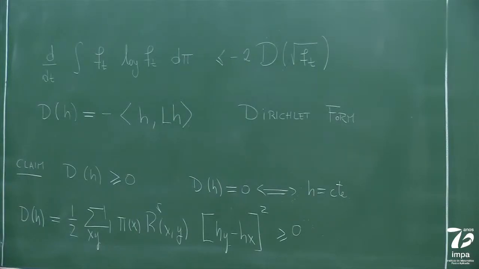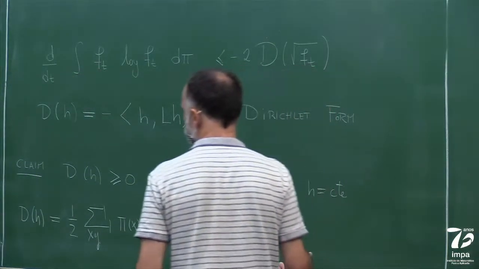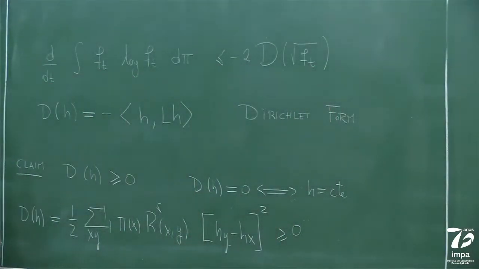But here we are using irreducibility. So if the process is not irreducible, like the exclusion process, which is irreducible only if you fix the total number of particles. Okay, so we proved that the Dirichlet form is positive, and this concludes the proof of the lemma.